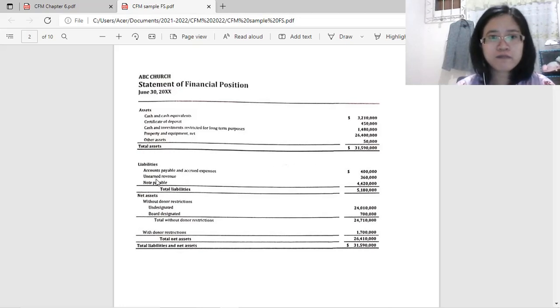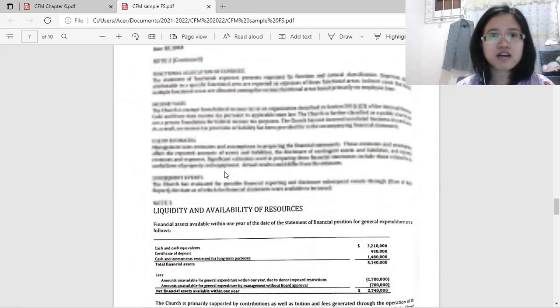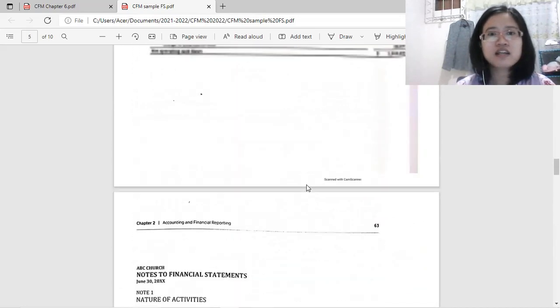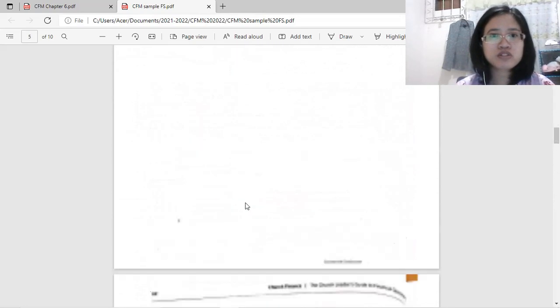And then the second part would be the liabilities, or the obligations to pay of the church. So you have accounts payable and accrued expenses, probably accrued salaries or utilities, or if they purchased something from suppliers, let's say food supplies, art supplies, office supplies, or let's say books or computers, they bought some on credit. So they have payables.